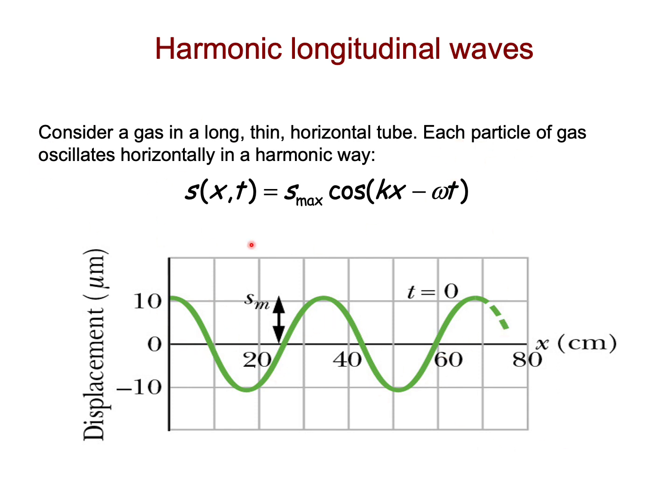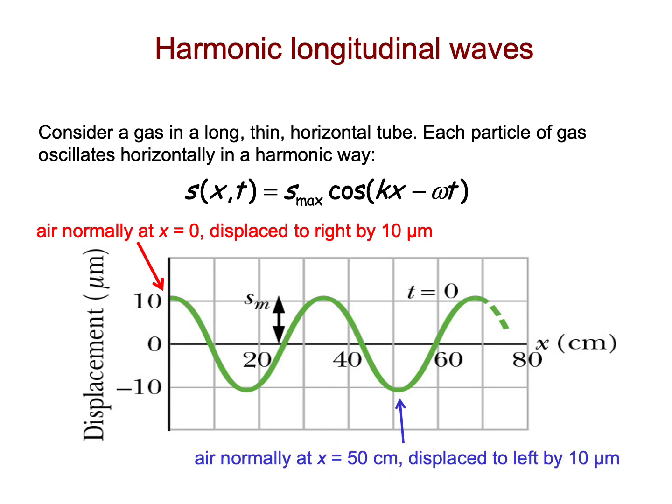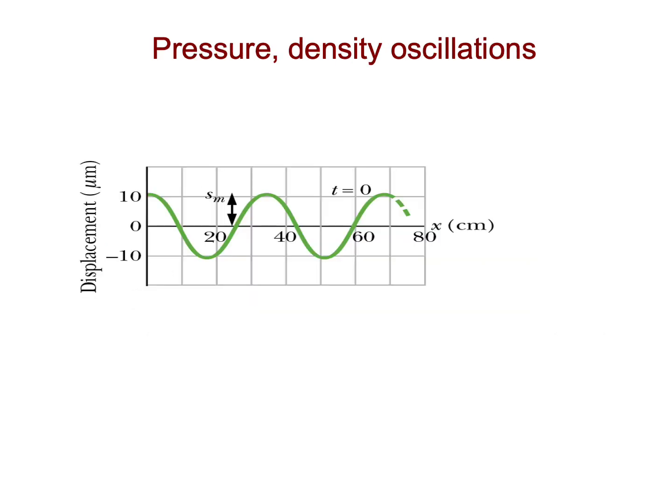And you'll remember from our earlier lectures that the form of it is this displacement function, S of x and t, which is equal to an amplitude, S max, times the cosine of kx minus omega t, where k is the wave number, and omega is the angular frequency. Again, air normally at x0 is displaced to the right by 10 micrometers, and here air normally at 50 centimeters is displaced to the left by 10 micrometers.